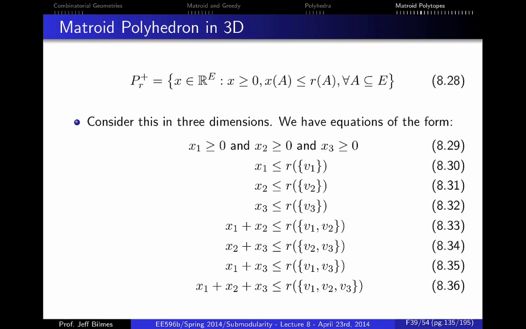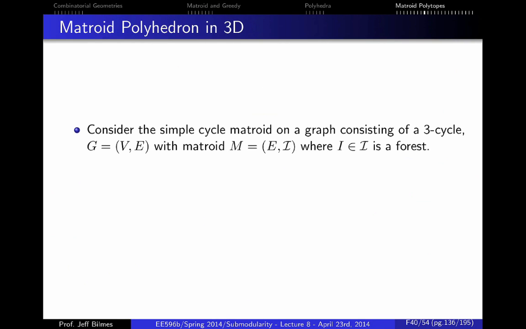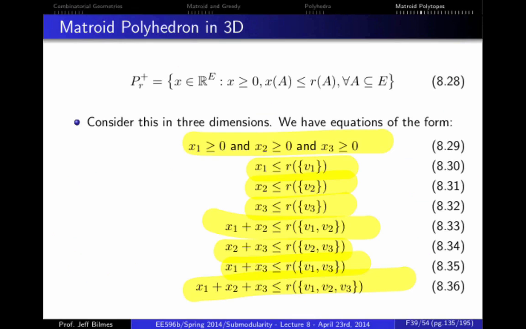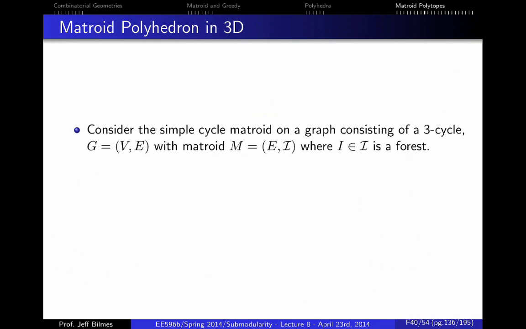So let's look at it in 3D, because it gets a little bit more interesting. So again, we have non-negative orthants. We have these 3 sort of square inequalities. We've got these 3 pairwise ones and 1 triple. So the kind of thing that it would look like, let's just define a matroid. Let's look at a graphic matroid that's just a 3 cycle. So what does this matroid look like? It's just this. And remember, the ground set is the set of edges now.